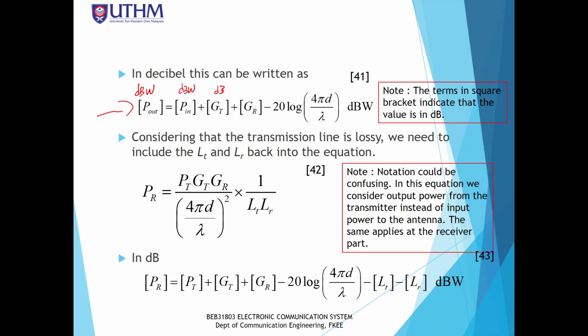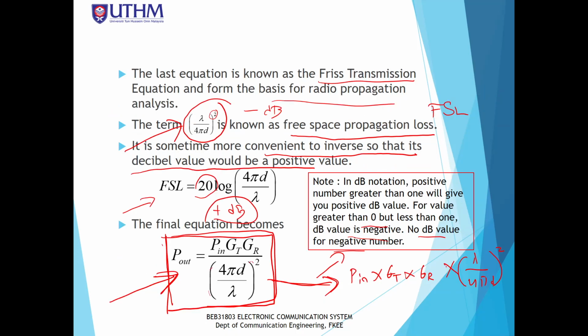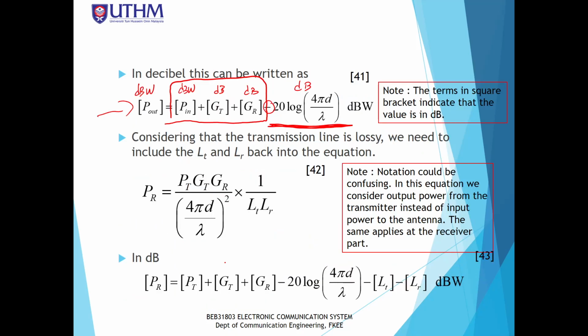This one is dB, this one is dB, this one is dB. So you see that here, all the plus over here is the power minus the losses. So this is actually the losses part, and that's why we use a negative. Negative here because we divide. Actually, if we divide, it will become negative. So the negative part here also shows the losses.